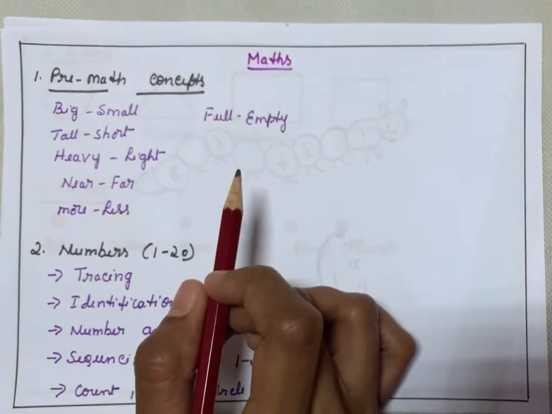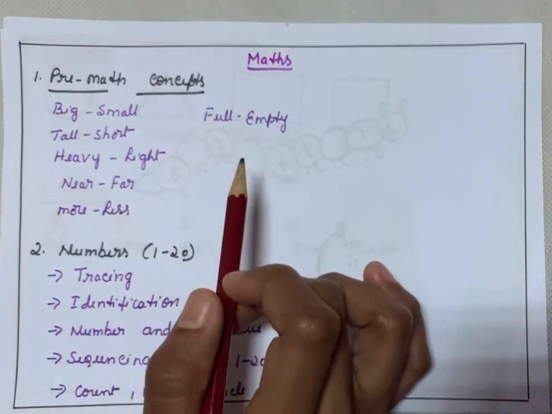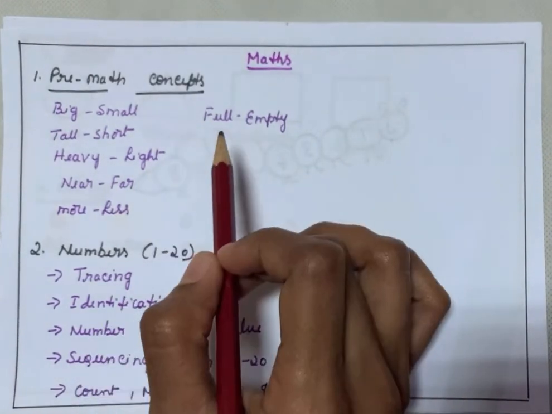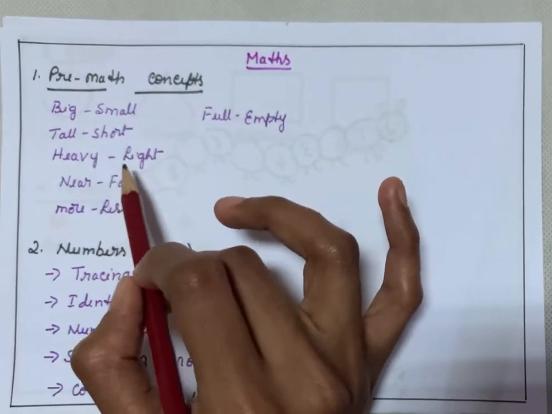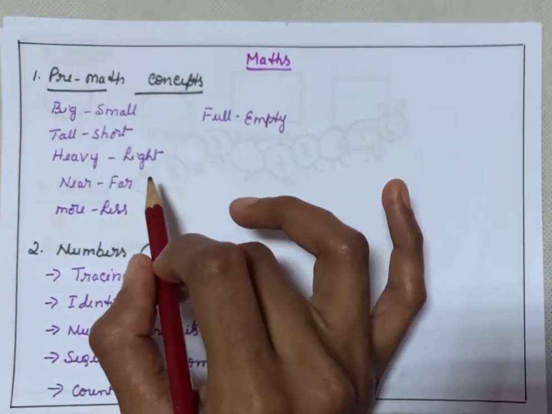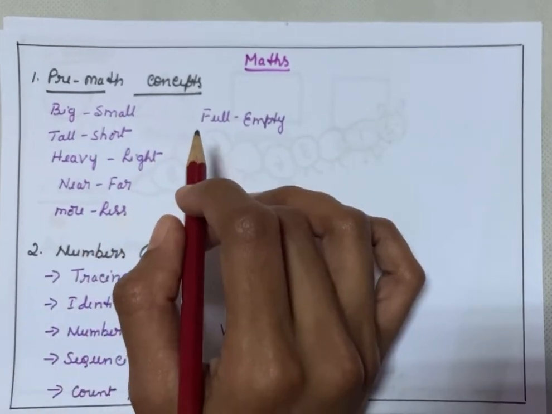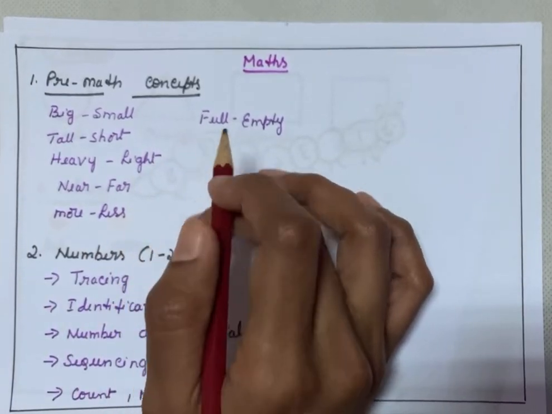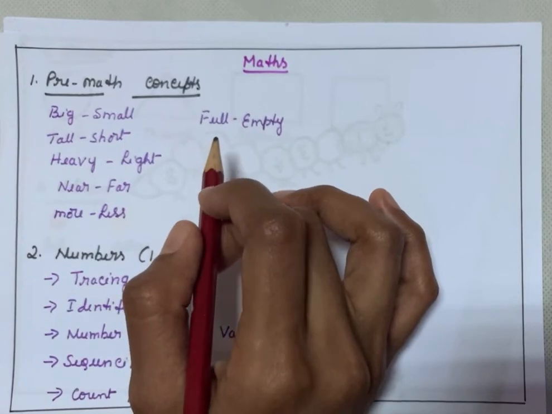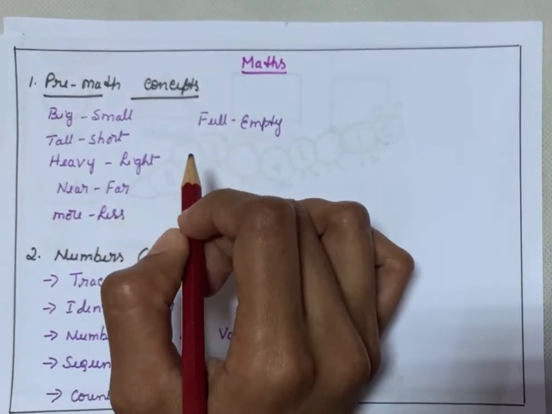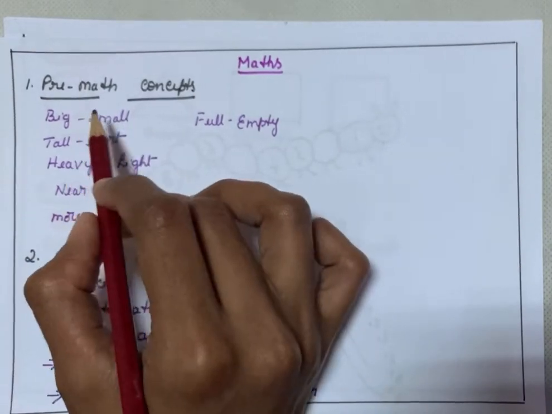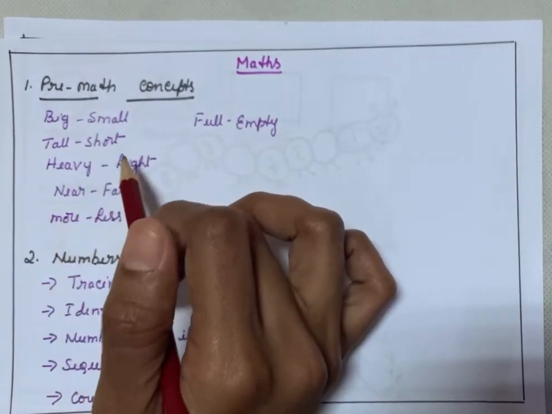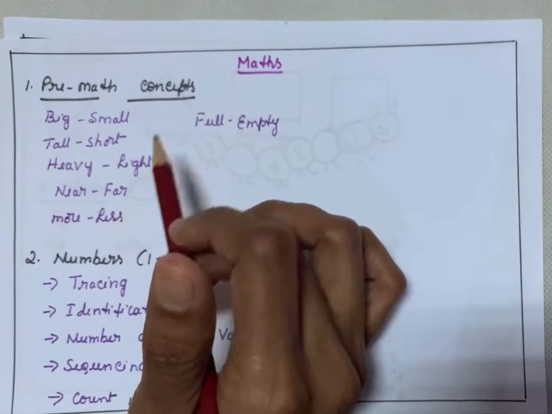In maths, pre-math concepts are introduced in nursery. So you can teach your child to identify big, small, tall, short, all these concepts very easily. With the help of pictures also, you can teach your kids pre-math concepts. Also you can use household items which are easily available in your house to explain to your kids big and small, tall and short, heavy and light, all these concepts very easily.